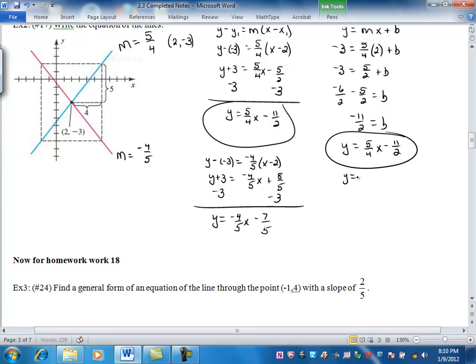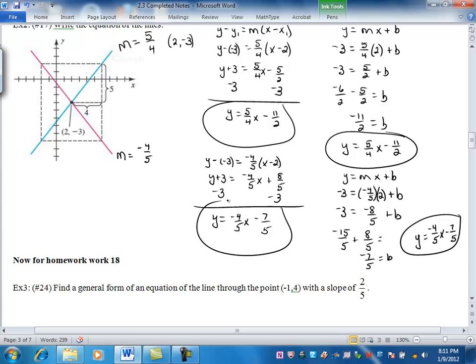Or we can go with the slope-intercept form, y equals mx plus b. We know our y coordinate is -3. Our slope is -4/5. Our x coordinate is 2. And our y-intercept is what we're looking for. -3 equals -8/5 plus b. -15/5 plus 8/5 gives me -7/5, and so that's b. And we get y equals -4/5 x minus 7/5.